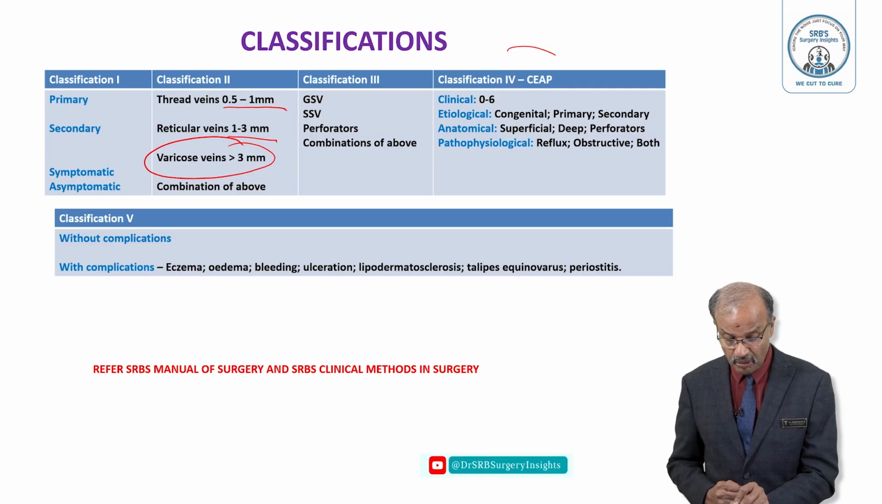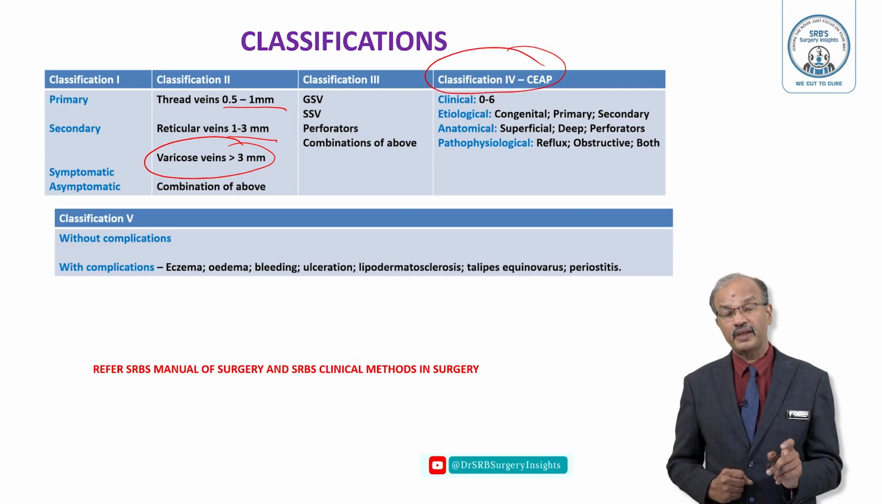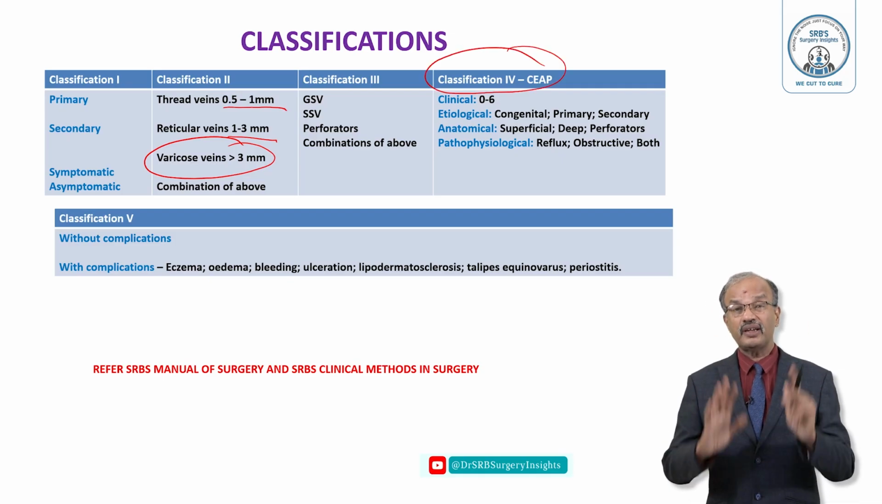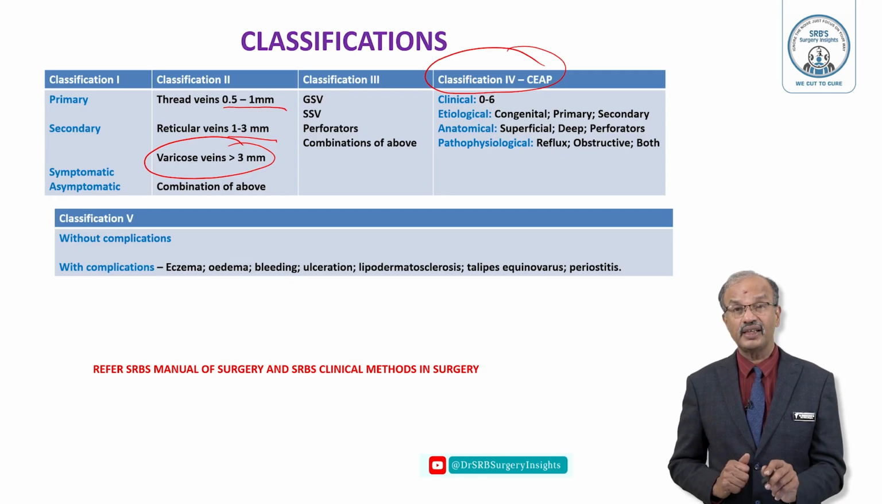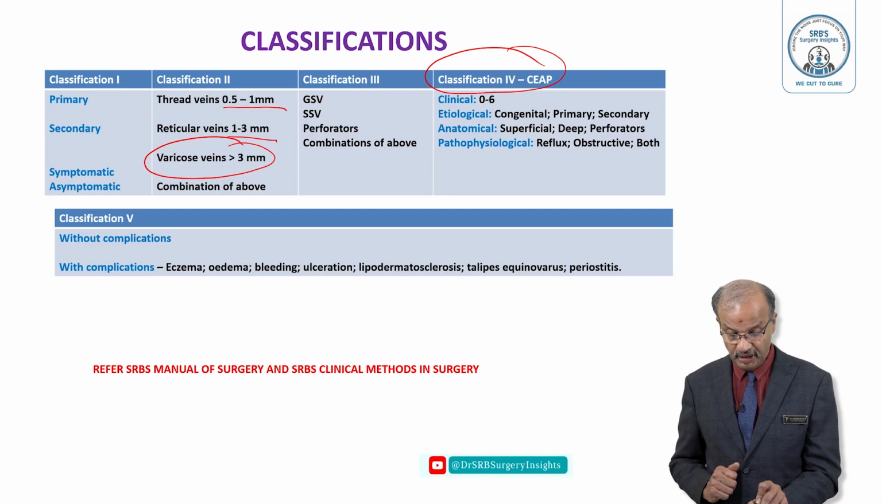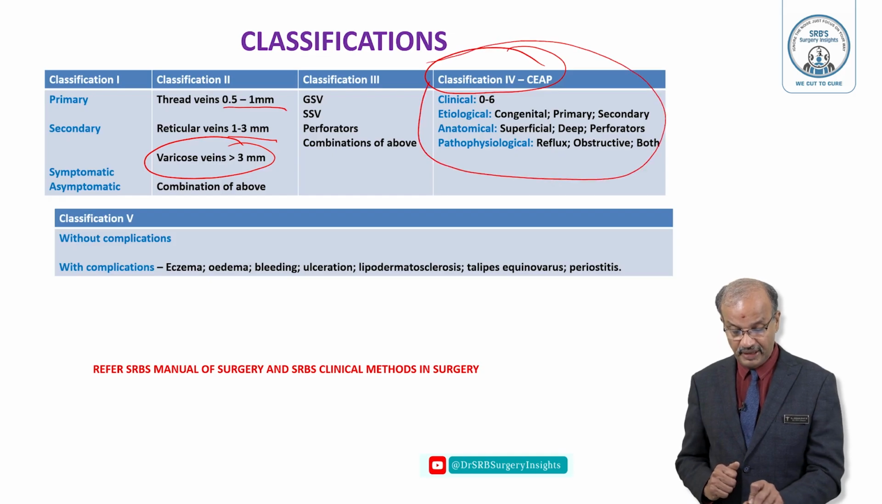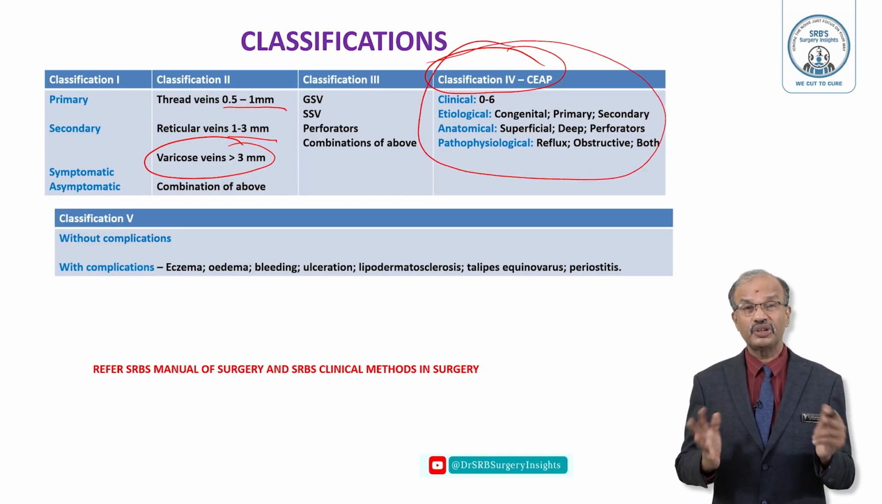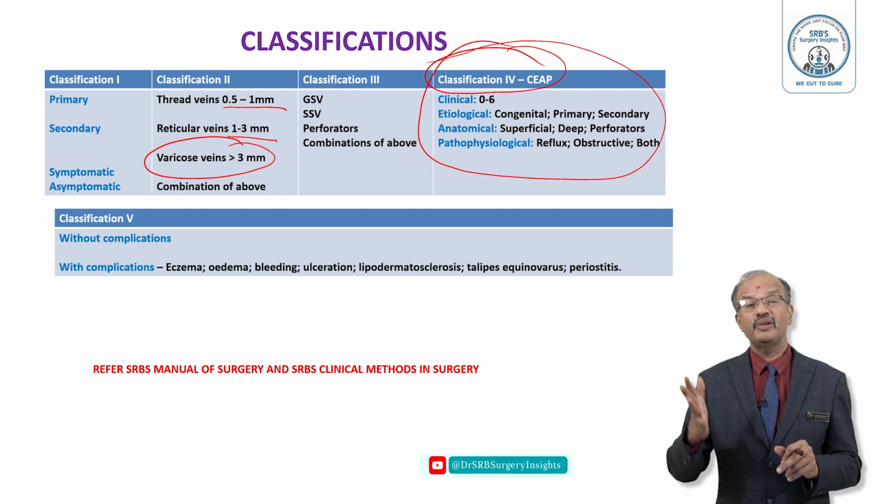And clinical, this is the most important classification which you have to remember when you operate. You have to map the patient, you have to mark the patient. It's called CEAP: clinical, etiological, anatomical, and pathophysiological. This classification is often asked as a short note. In the exam they will ask it, in the viva they will ask it, and in the long case they will ask it.